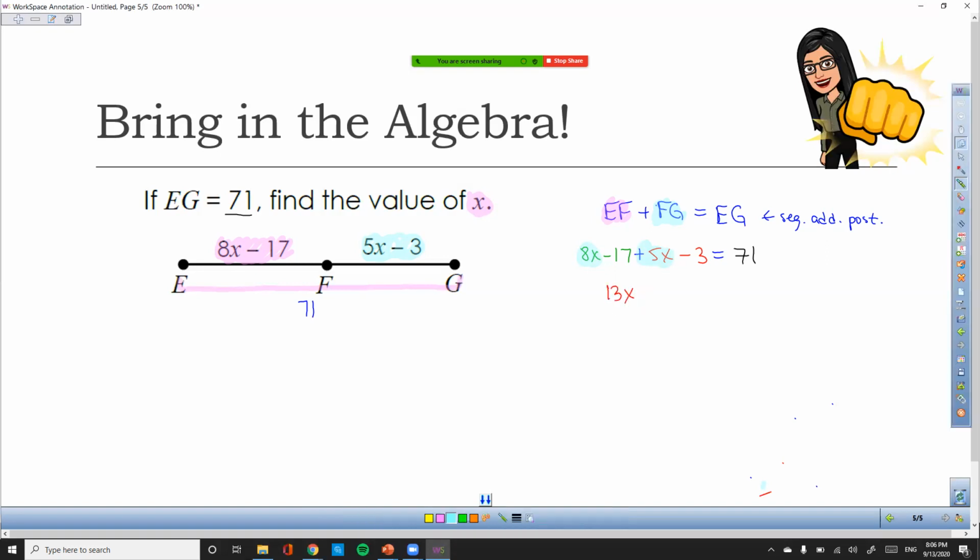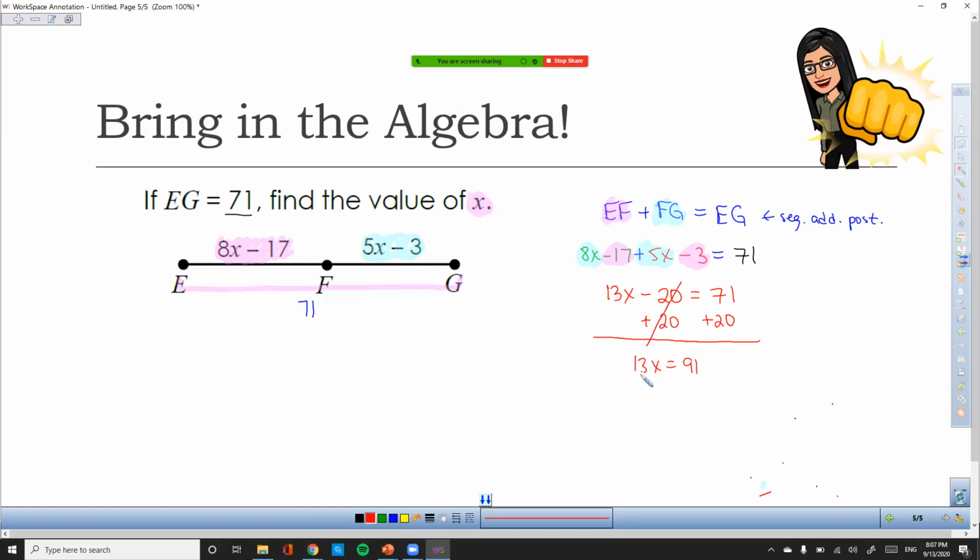And now numbers with numbers. I've got negative 17 minus 3. I've got minus 20. I bring everything else down, equals to 71. All right, and now the only thing that I can move here is my numbers with numbers. So the only one that I can move is the negative 20 to the opposite side. So opposite sign, plus 20, plus 20. This goes away, and so I'm left with 13x equals to 71 plus 20, which is 91.